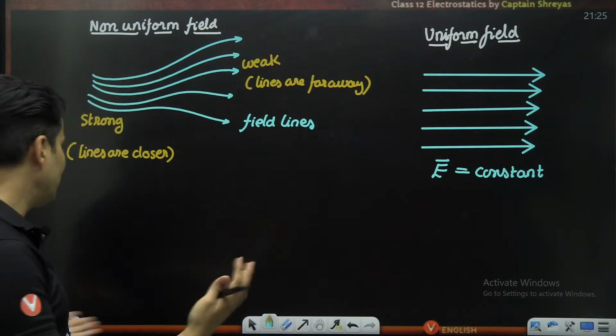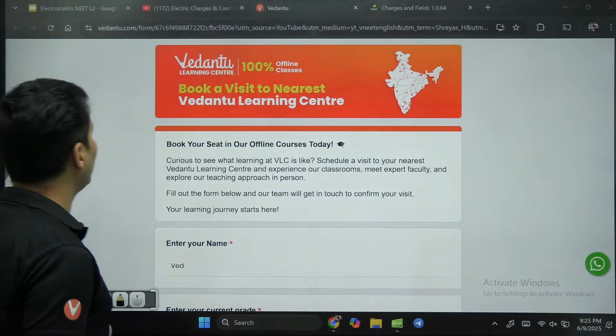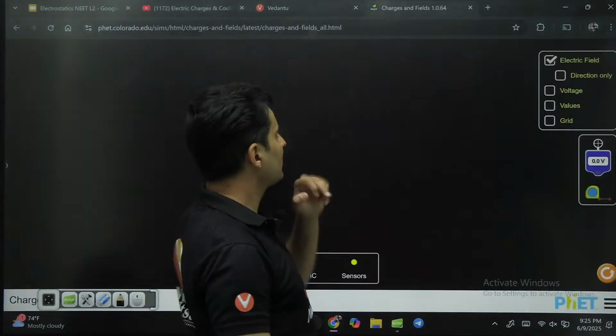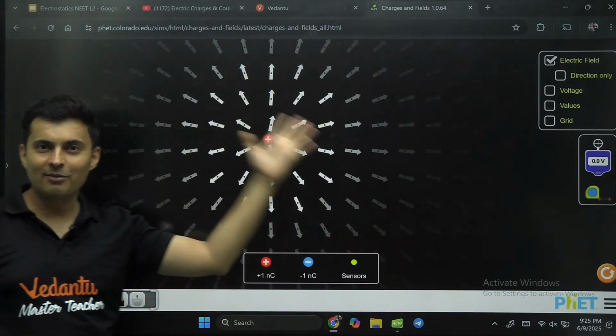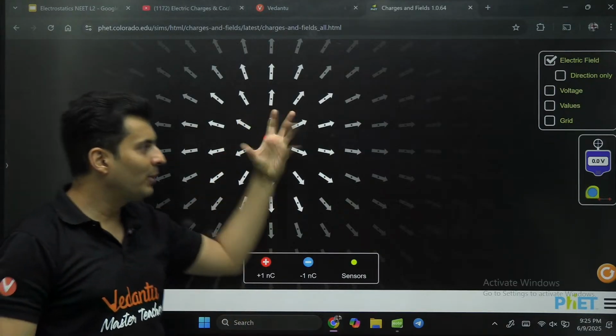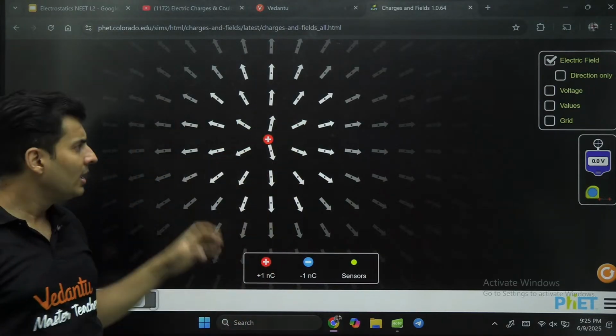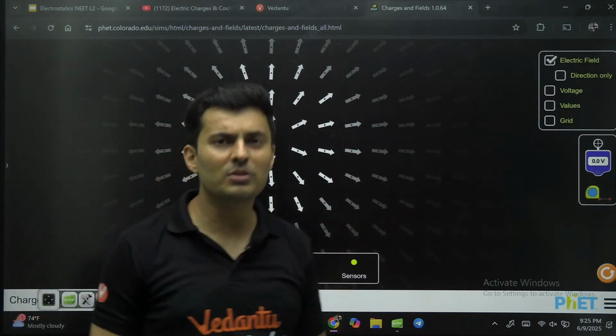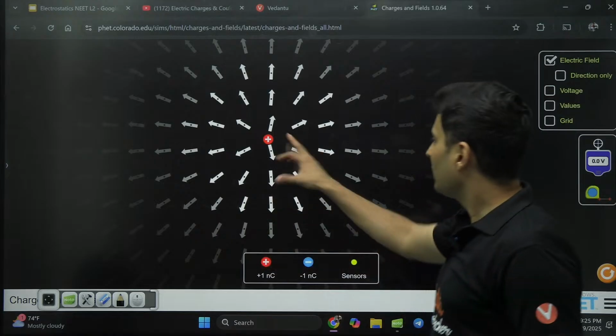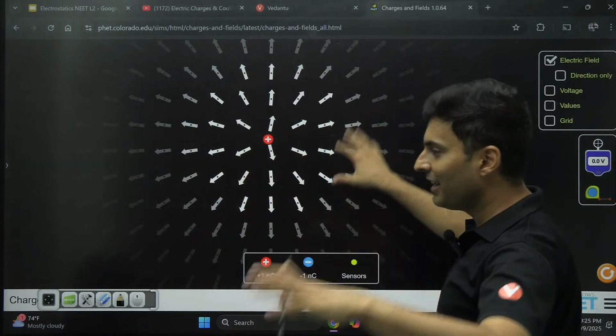Now you can have multiple charges and see how the electric field lines look. For example, I have this simulation over here. Let's say I bring a positive charge. You can see how the electric field is because of that. The place where it is brighter, the field is strong. As you go far away, it becomes faint because the intensity reduces. Makes sense. Because it's a positive charge, it is radially outwards.